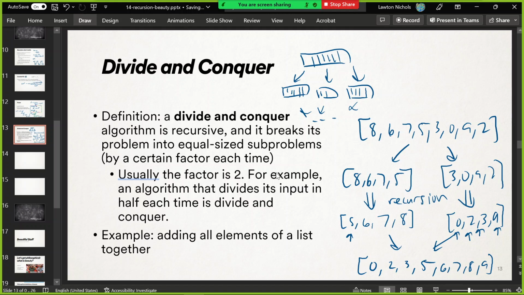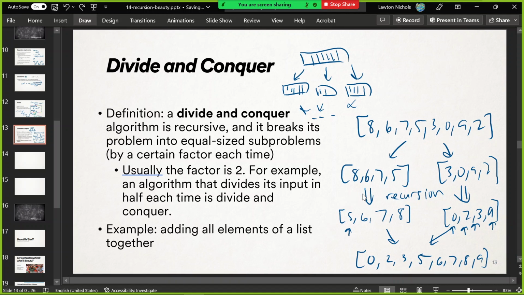And so that's the idea of divide and conquer. Chop your problem in half, or in thirds, or in fourths, or in fifths, and solve them separately, recursively, and then finally build up your answers using those smaller sub-problem solutions. Like these are smaller sorted lists, you can build a bigger sorted list from those more easily. So that's divide and conquer.